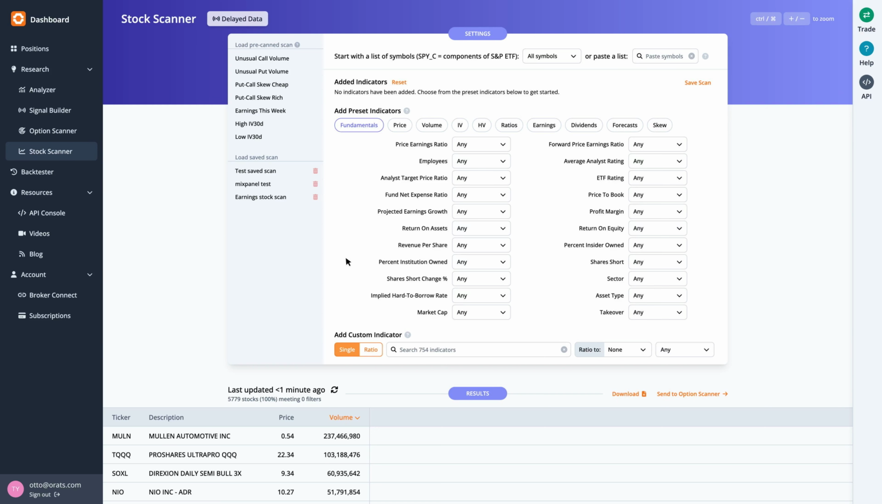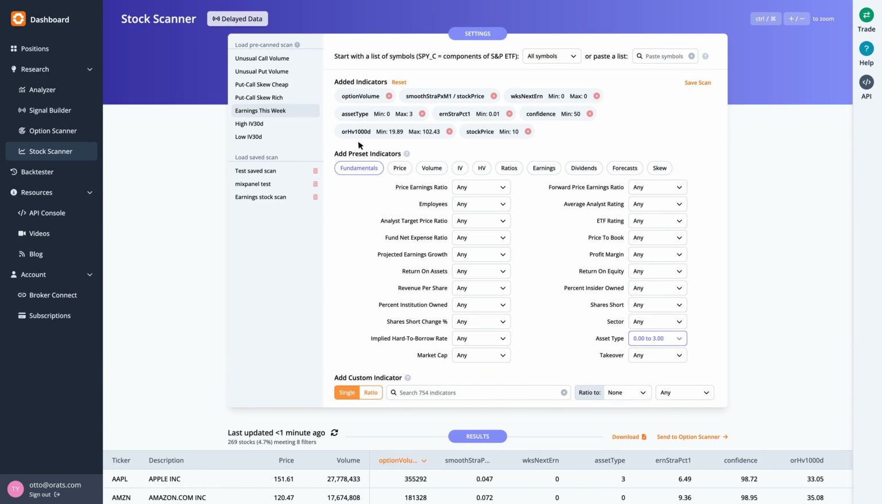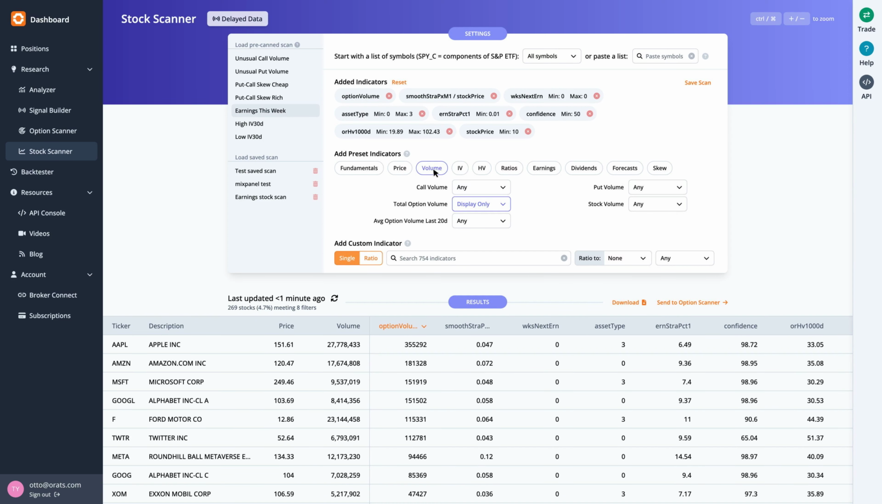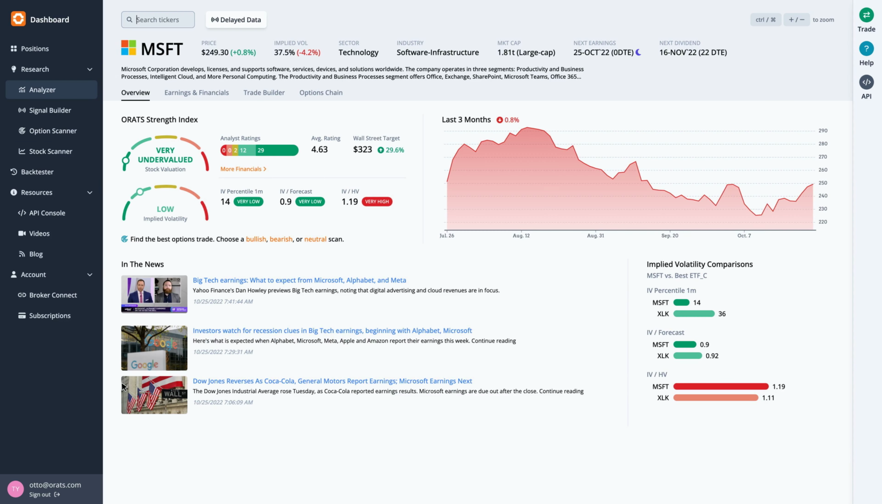Welcome to the ORATS Earnings Report, where we scan for companies with upcoming earnings announcements, check out historical earnings information, and find a potential options trade. Let's start by running a scan on stocks reporting earnings this week, which includes the total option volume indicator, sorted from greatest to least. Focusing on Microsoft, as we click through, we see this large cap company in the software infrastructure industry reports earnings on Tuesday, October 25th, after the close.